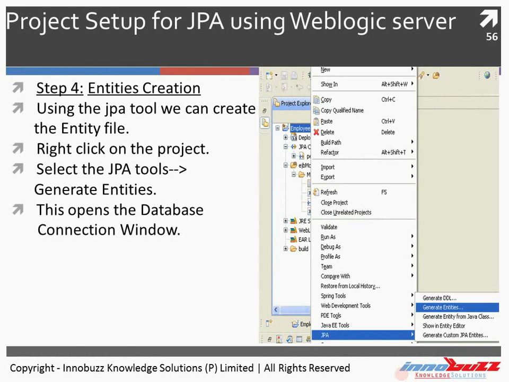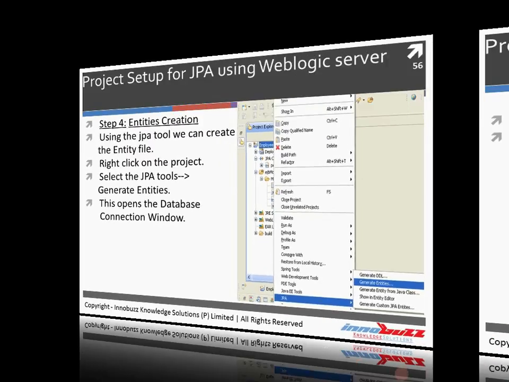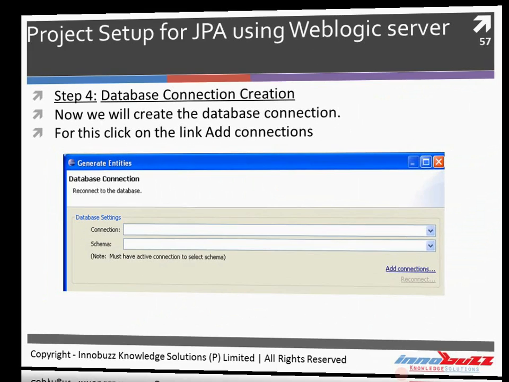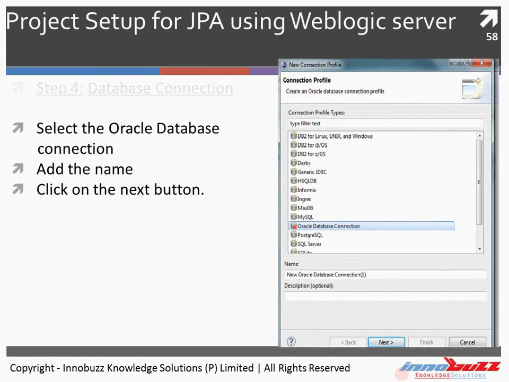This will open up the database connection window. Now you will create a database connection. For this, click on the link add connection. Once you have clicked add, you can select the database. Here we are going to use the Oracle database, so you can select the Oracle database connection.